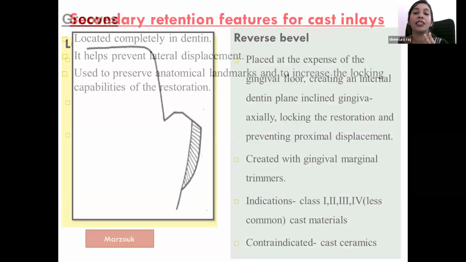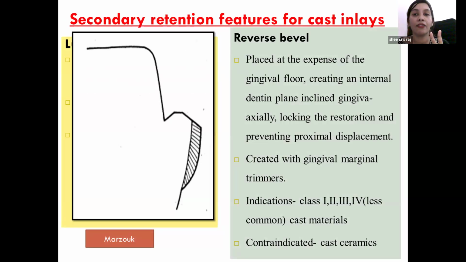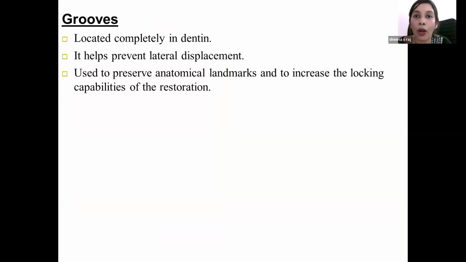So now you have the secondary resistance and retention, two resistance and retention features. First is luting, second is reverse bevel. A very important point that you have to keep in mind is that whenever you write this question, you have to write the secondary resistance and retention form. Second, sometimes the question is a short note on the secondary resistance and retention form for cast inlay. So please keep these important points in mind.